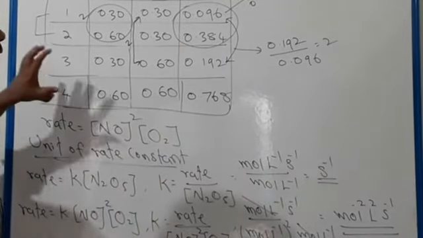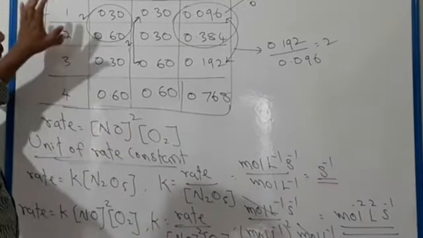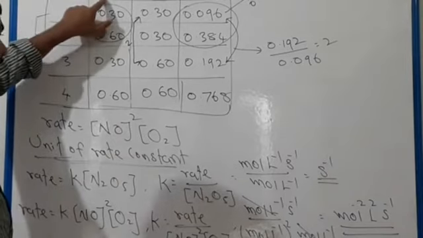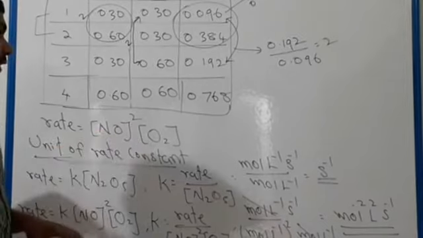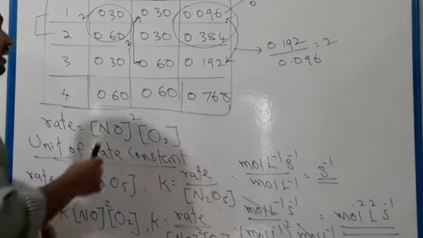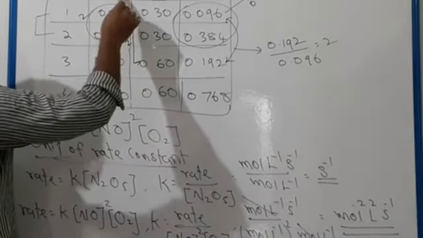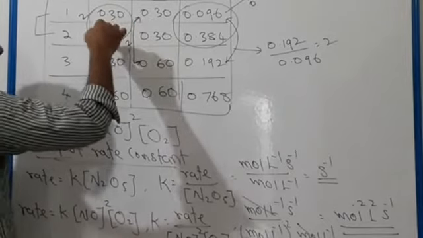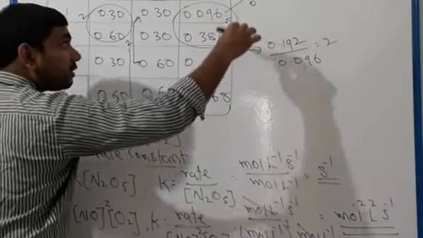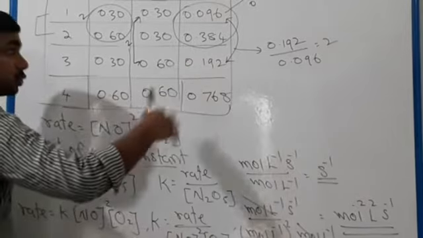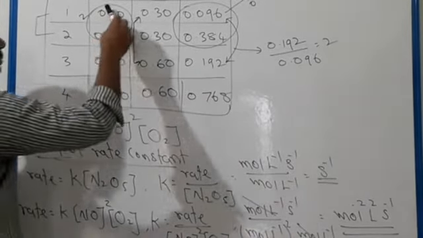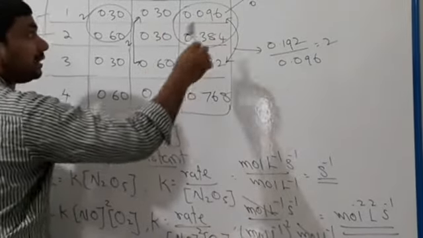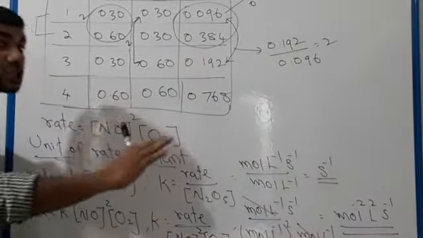When you consider the concentration of NO, here the rate of reaction will be second order. When you increase the concentration of NO twice, then the rate of reaction increases 4 times. So twice increasing, not the same way. If here it is two times and here also 2 times, then you have to say it is a first order reaction.